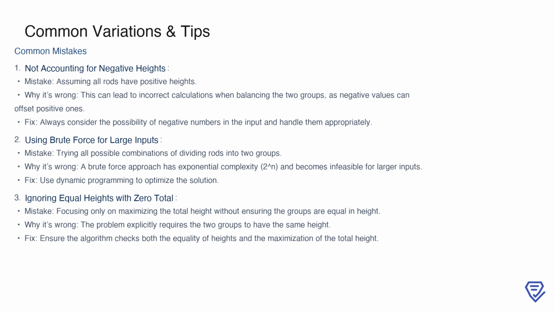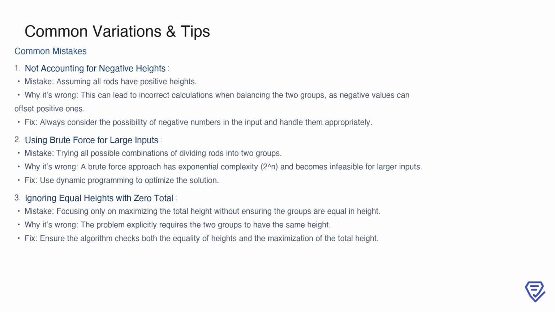Another mistake is relying on brute force for larger inputs. While trying all combinations of dividing rods into two groups might seem straightforward, it quickly becomes infeasible due to its exponential complexity, 2 to the power of n. Instead, dynamic programming should be used to optimize performance.